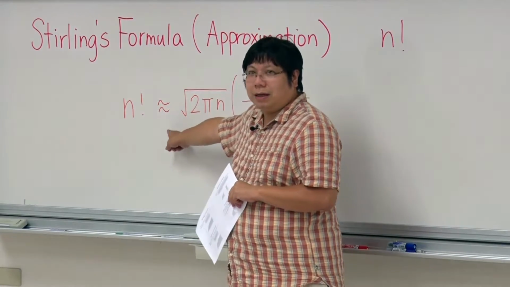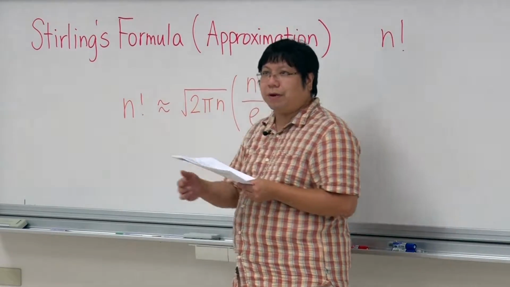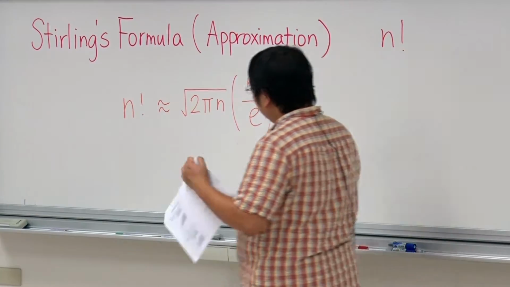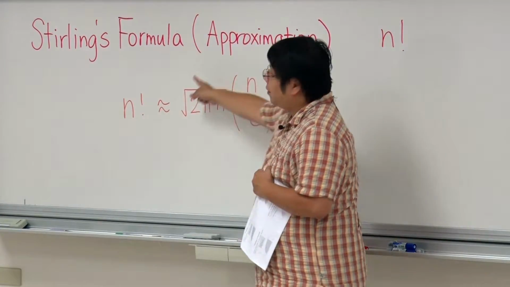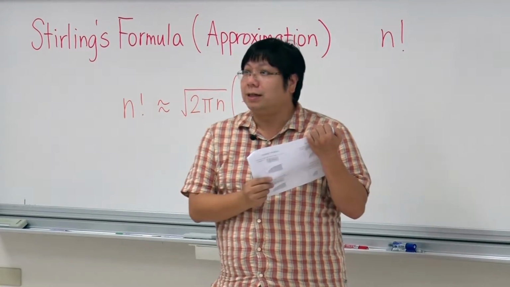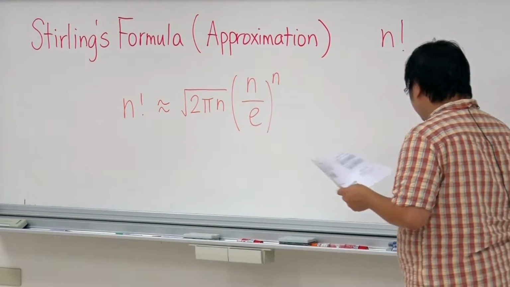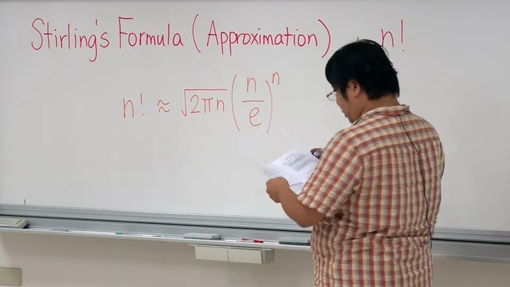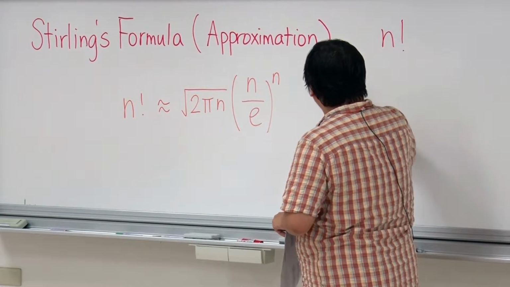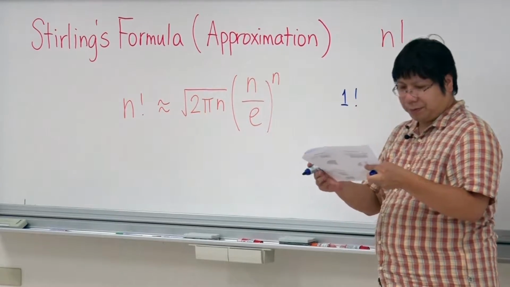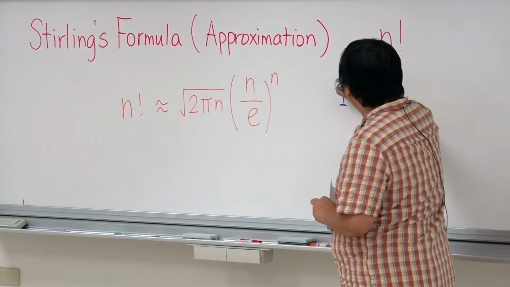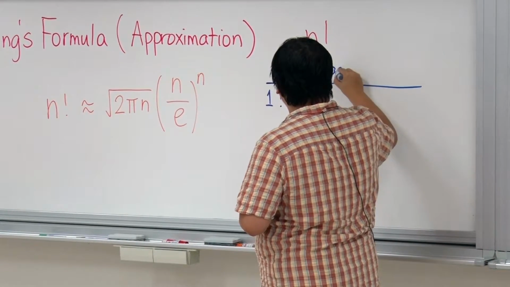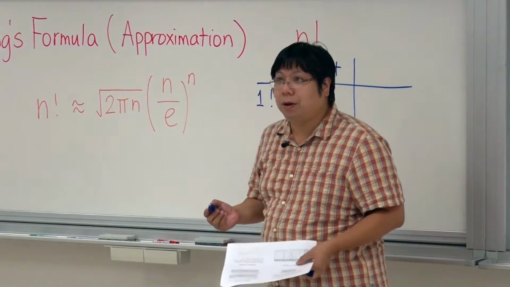But in some sense, this is not a very accurate way of writing it, because as n tends to infinity, the difference between this term and this term will tend to infinity. You understand my point? So for instance, let me quote some figures for you. Let's take a look at 1 factorial. If we compute the exact value, 1 factorial is what? 1.